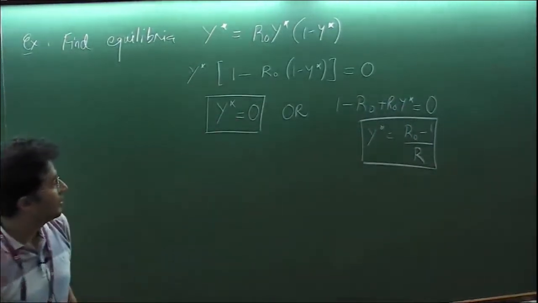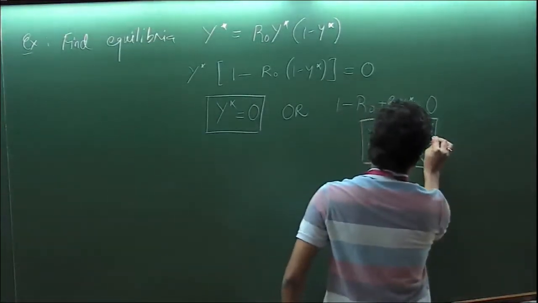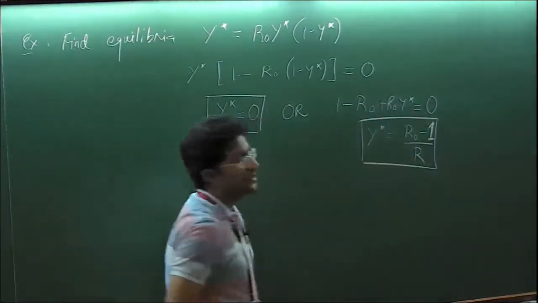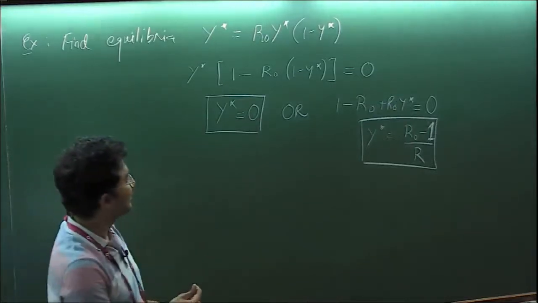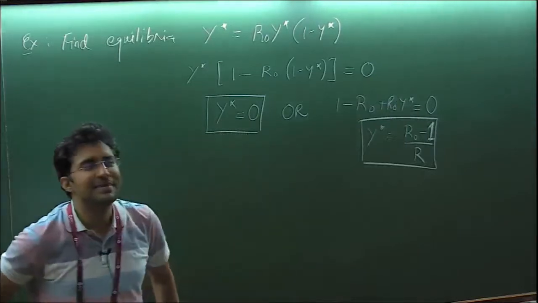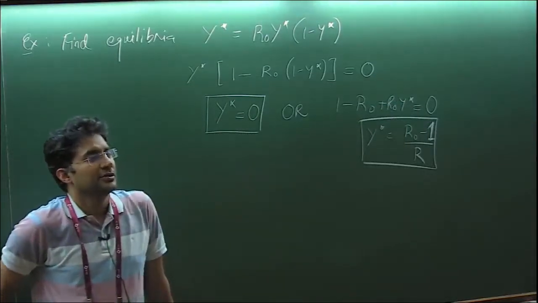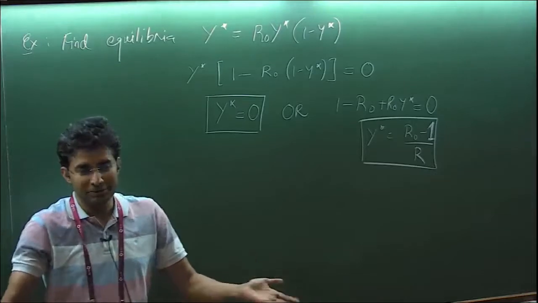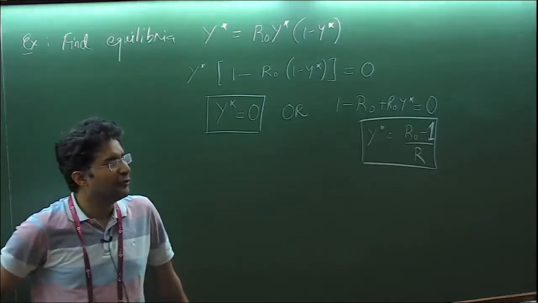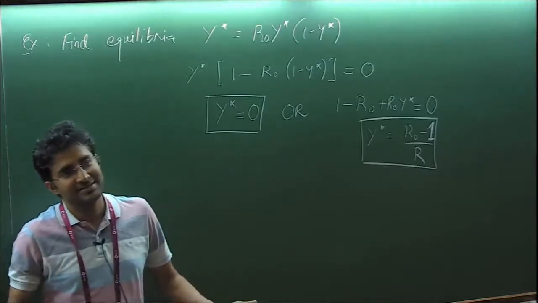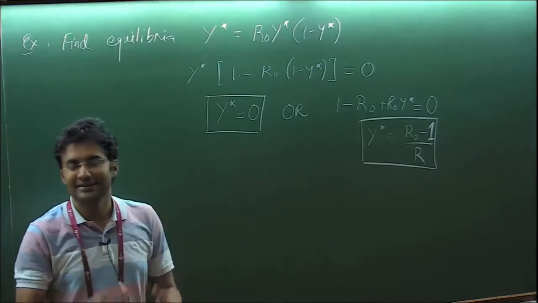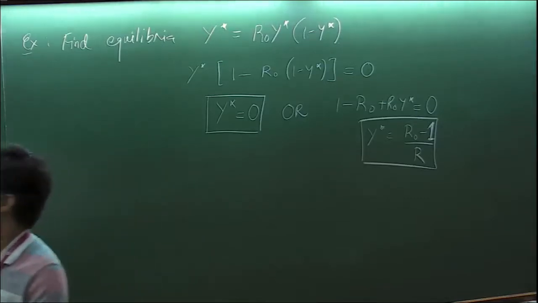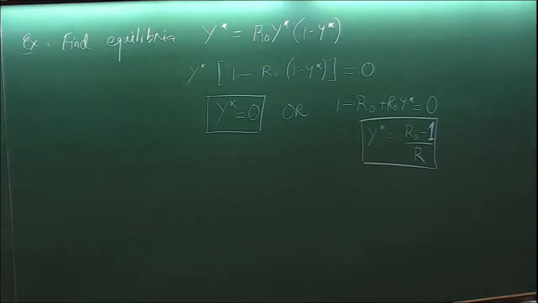Now the moment you have some solutions, always think of some simple limiting cases that make sense. Does y equal to 0 make sense as an equilibrium point? Y equal to 0 means there is no population. And if you start with no population, it will not change because it's a closed population, no birth, no death. So that makes sense.